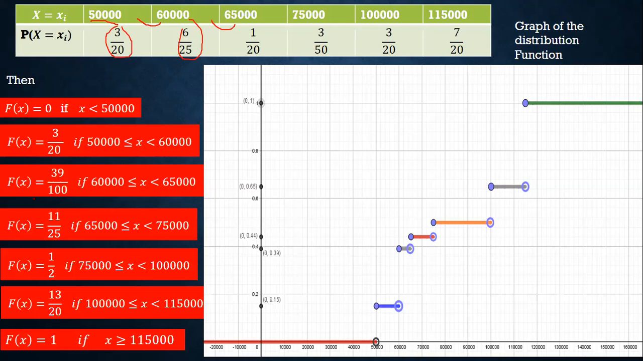Note that, for example, here F(x) equals 3/20 if x is between 50,000 and 60,000. Note that here 50,000 is included while 60,000 is excluded.